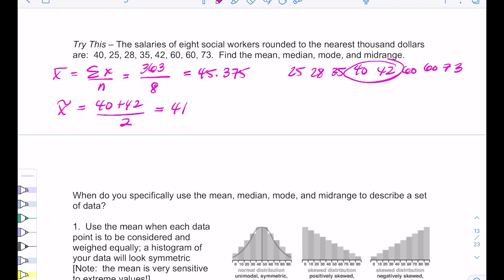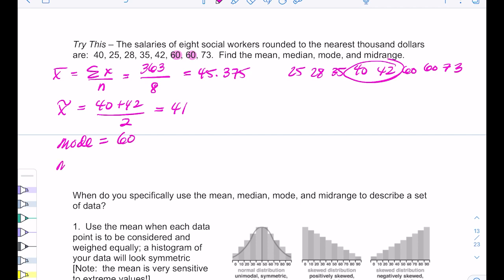The mode is the number that occurs the most, and in this case, the number that occurs the most would be 60, because it occurs 2 times. All of the other numbers occur only once.